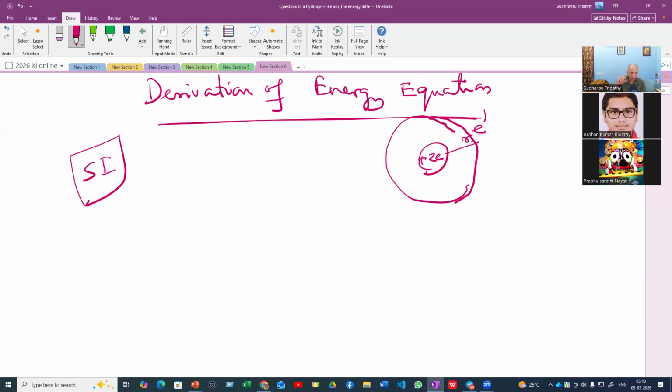if a particle is moving in a circular path, then the centripetal force, that is the force of attraction with which a particle is being attracted towards the center, is always equal to the centrifugal force, the force with which it is trying to go out. So these two opposing forces are balancing each other, cancelling each other, so that it is going in a circular path.